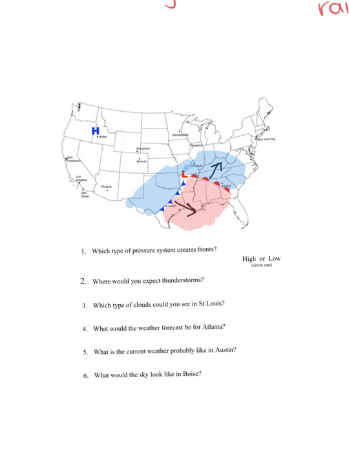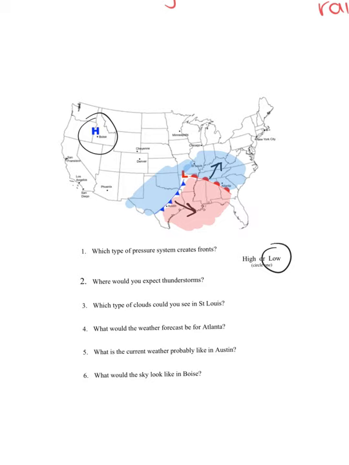So the first thing, what type of pressure system creates fronts? For this one, we're just going to look at the map. And we have an H up here by Boise. Whoops, let's change to a pen. H up here by Boise. And then we have this L. Now, where do we see the fronts? Are the fronts attached to the H or the L? And so they are attached to that low pressure system.